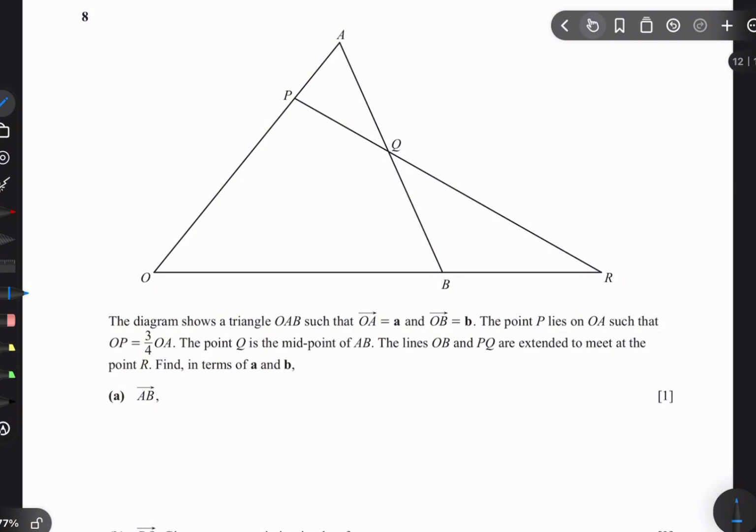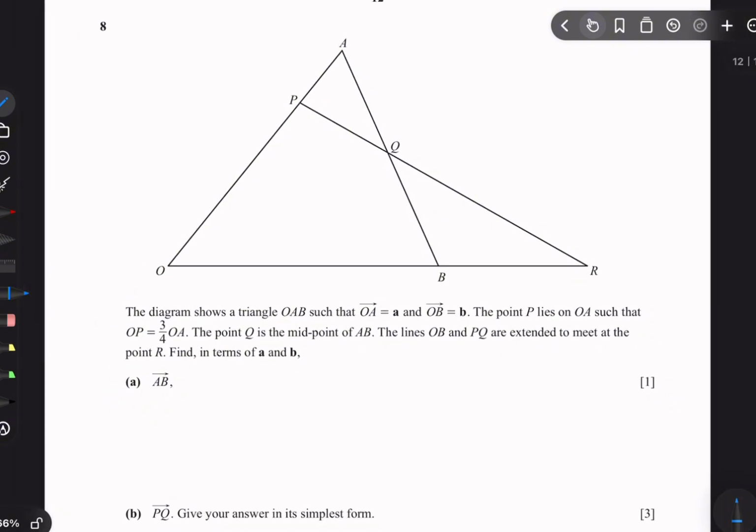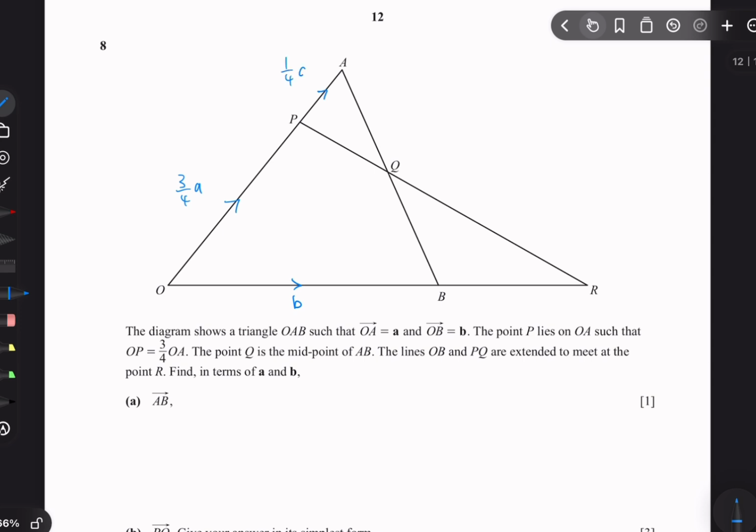Okay, question 8. The diagram shows the triangle OAB such that OA is equal to A, OB is equal to B. The point P lies on OA such that OP is equal to 3/4 of OA. So if OP is 3/4 of OA, OP is 3/4 of A, because OA is A, so this will be 3/4 A. The point Q is the midpoint of AB, half of AB.